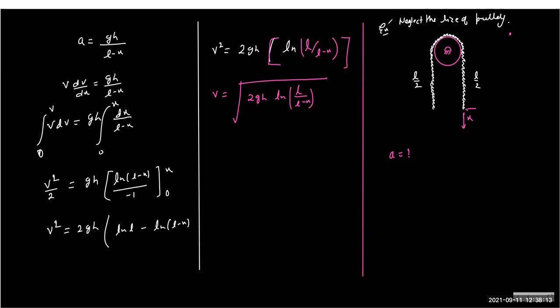So the question is simple. Find the acceleration as a function of x first. This is the first question. And second is, find the velocity as a function of x, assuming you start from rest. So this is your homework. I'm not going to solve it, you will solve it. Okay.